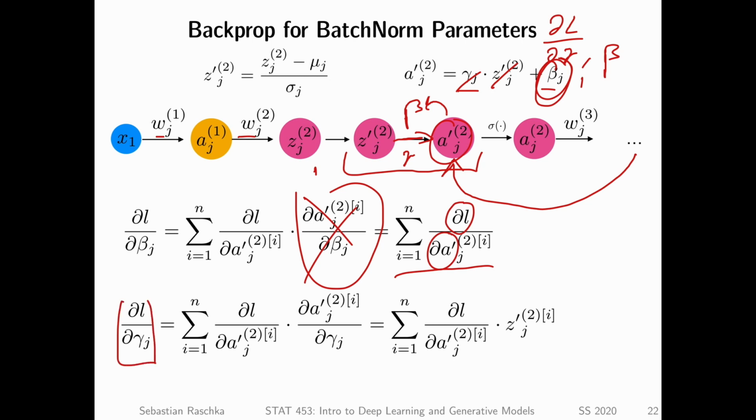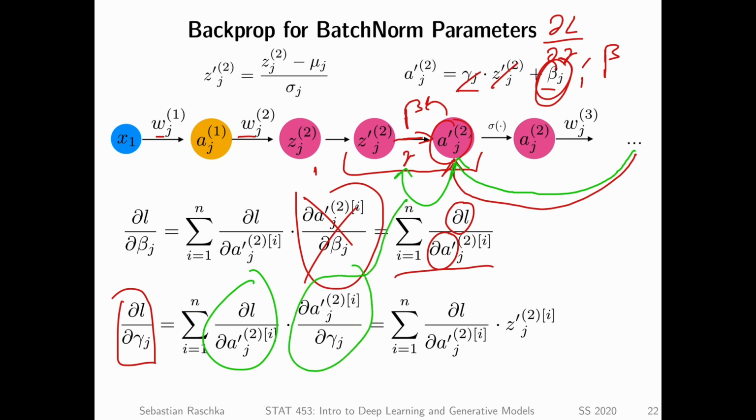For gamma, this is maybe a little bit more complicated, but it's the same concept. Let me use a different color. We go back from the loss to the pre-activation again, and then to this gamma. The first term is again the loss with respect to the pre-activation, which is the same as here. And the second part is computing the derivative of this pre-activation with respect to gamma, which is this second part here.